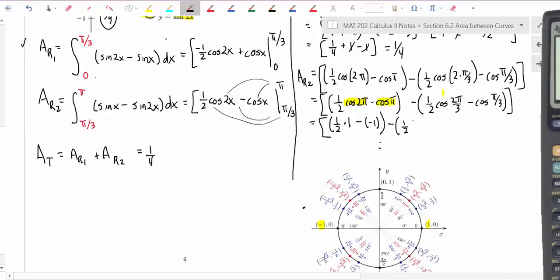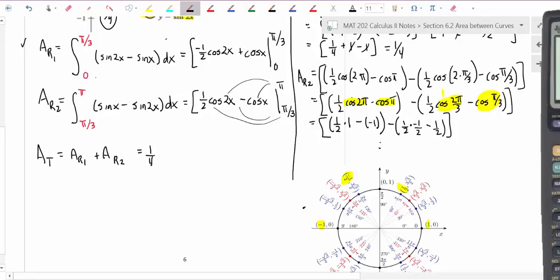We have 1/2, and now we have cosine of 2 pi over 3. Cosine of 2 pi over 3 is negative 1/2. So I'll put that in. And then minus the cosine of pi over 3, which is 1/2. So I've got minus 1/2, and then let's work out the details of that.